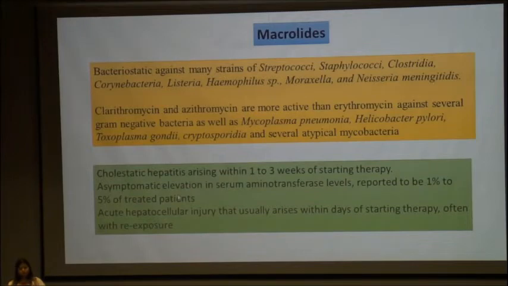Acute hepatocellular injury may occur and usually arises within days following the starting of the therapy. So it may cause a drug-induced liver injury, and more often if it is associated with re-exposure. So if the patient is already treated with a macrolide and after a few days again treated with a macrolide, chances of liver injury are very high.